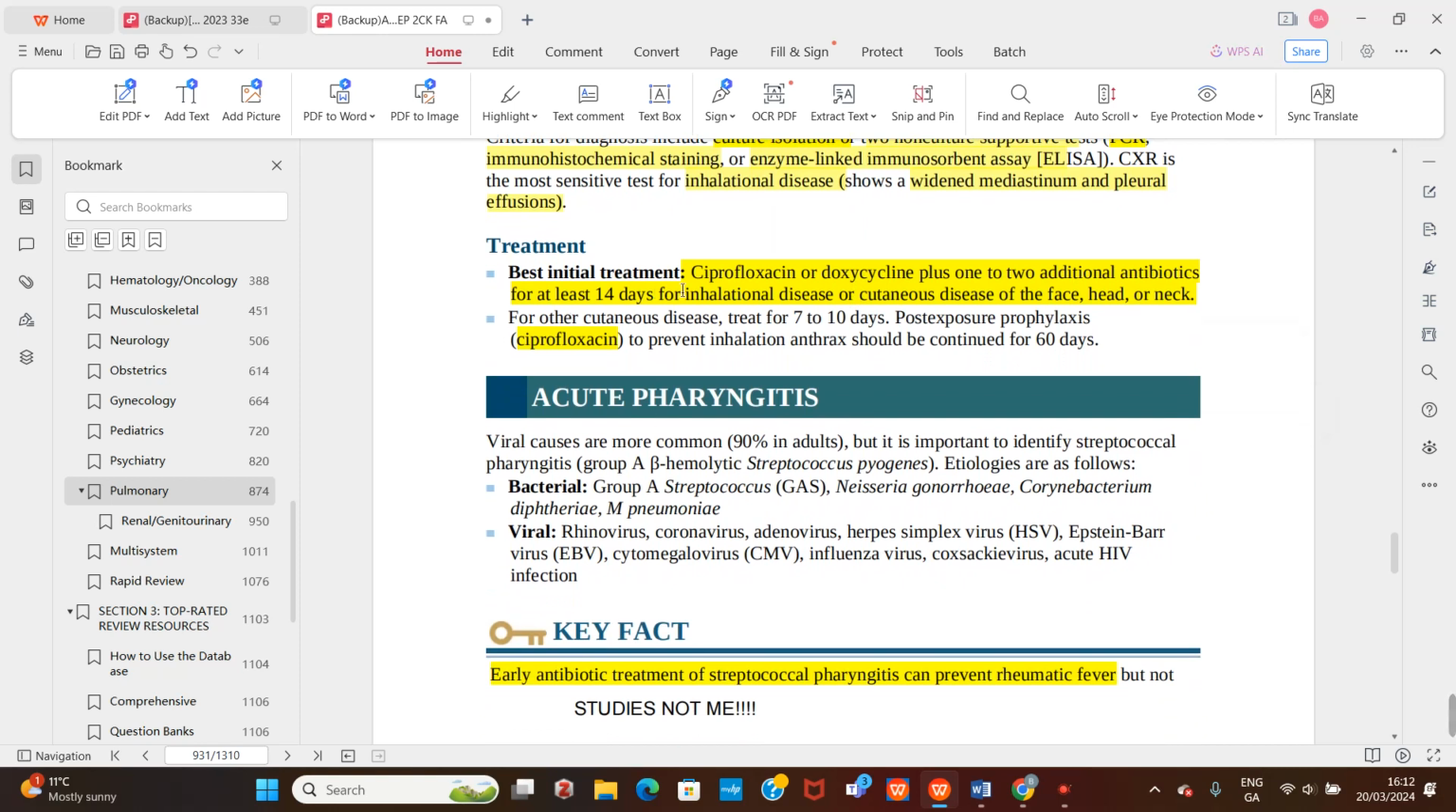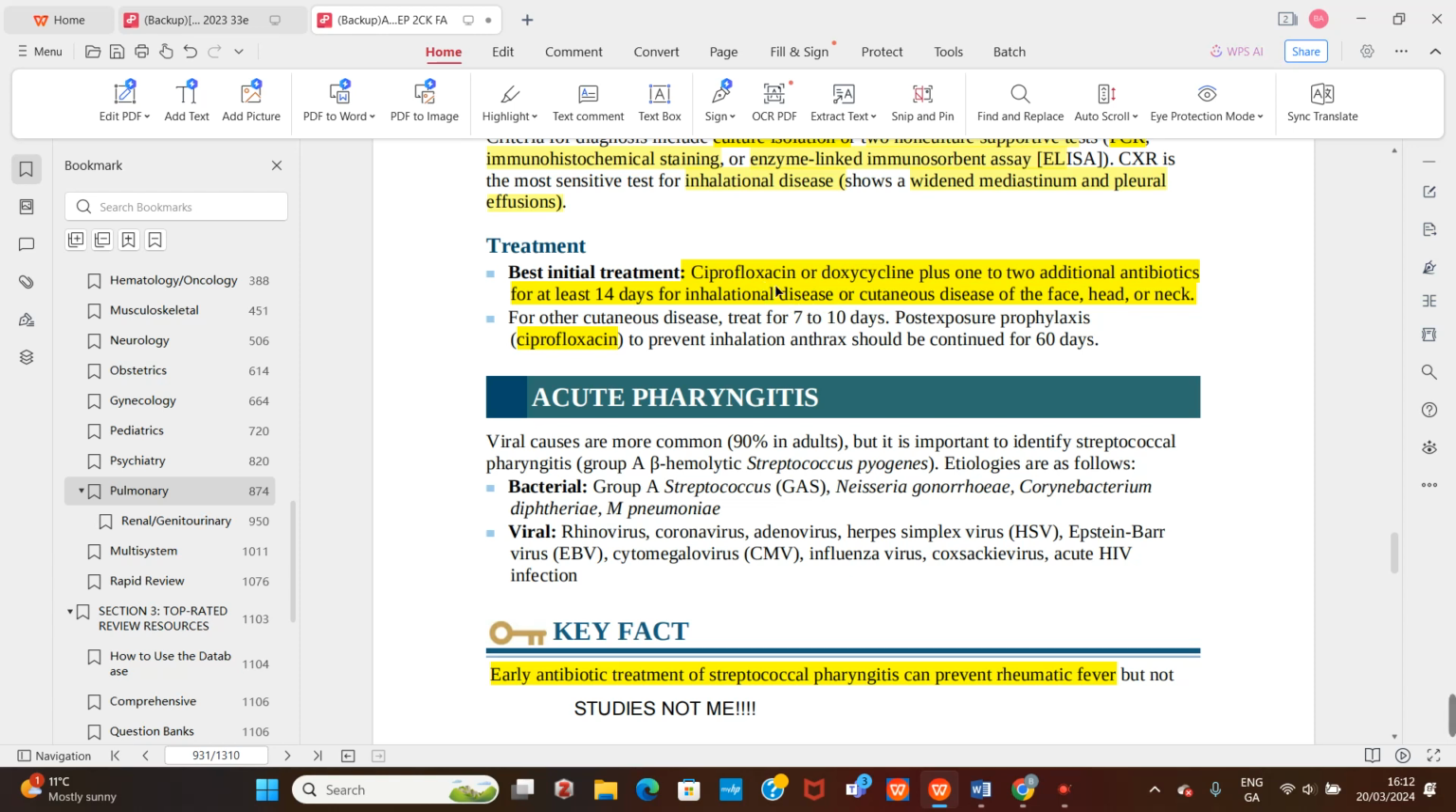So for the treatment, just remember DC: doxycycline, ciprofloxacin. You can use any one of them, doxycycline or ciprofloxacin. In some situations, you can add additional antibiotics, for example for someone who has meningitis, because sometimes it can progress to cause meningitis. But I don't feel that one is very important for us. Most of the questions they ask around anthrax don't go beyond doxycycline or ciprofloxacin.